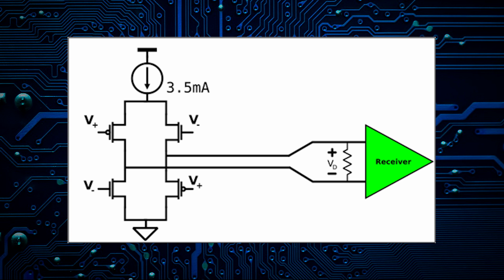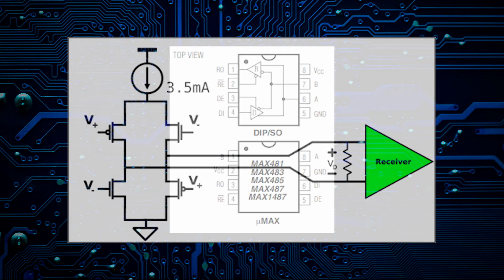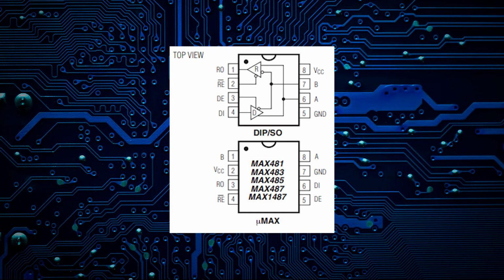There are different methods or variants of differential communication, such as LVDS and HVDS, but we will address those in another video. Today, we will focus on a hugely popular differential communication interface called RS485, using the MAX485 integrated circuit from Maxim Semiconductors. First, we need to understand the configurations of the interface. We basically have two, half duplex and full duplex.